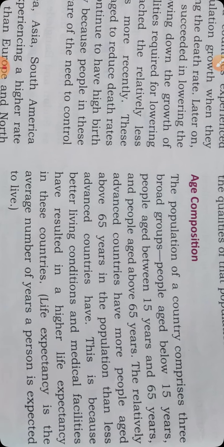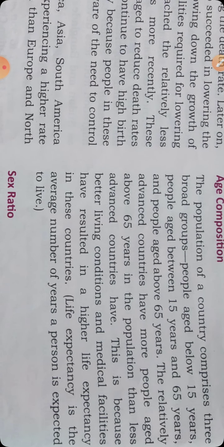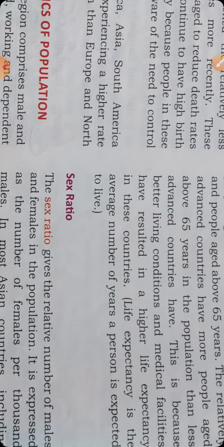Why? This is because better living conditions and medical facilities have resulted in higher life expectancy. What is life expectancy? It is the number of years a person is expected to live after birth. So this is life expectancy. In these countries, life expectancy is the average number of years a person is expected to live at birth. So this is what you can write.